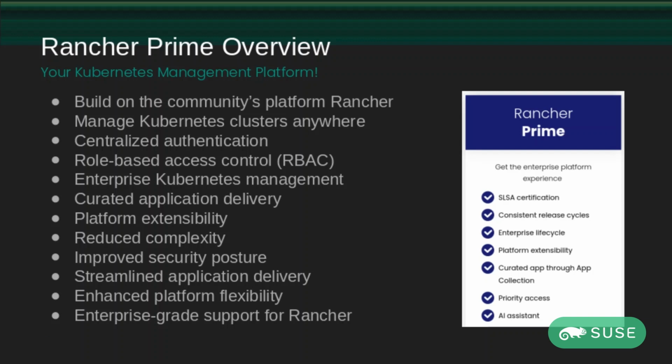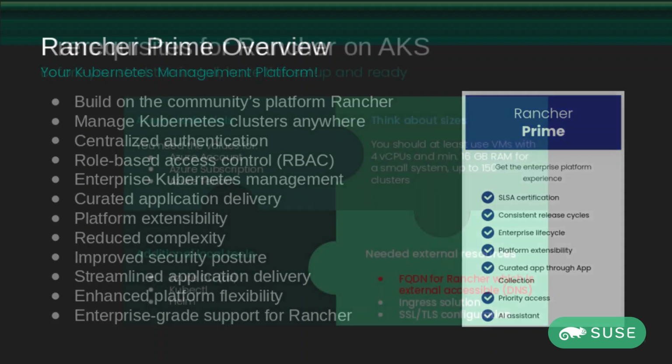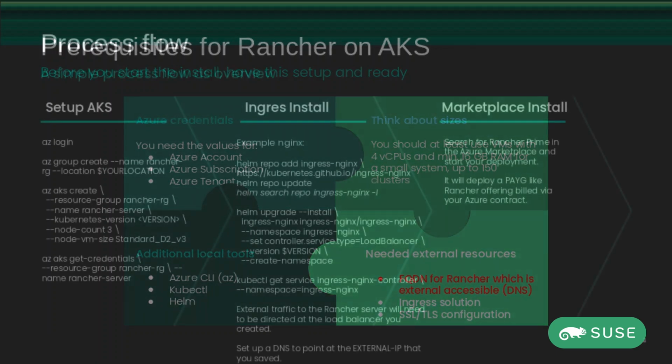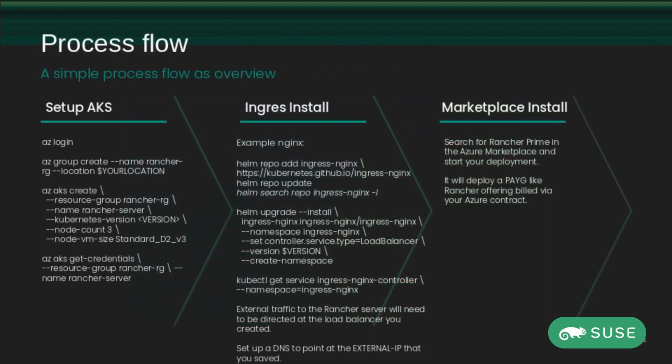We also need to check some prerequisites. We need to have Azure credentials. I think that's quite clear. You should have installed some local tools, and you should think about the sizes of the cluster. And lastly, we need also some external things to set up. So we need to have a fully qualified domain name for Rancher so that it's accessible. Also an ingress solution is needed for that. And we should have certificates or a certificate manager installed for secure communication.